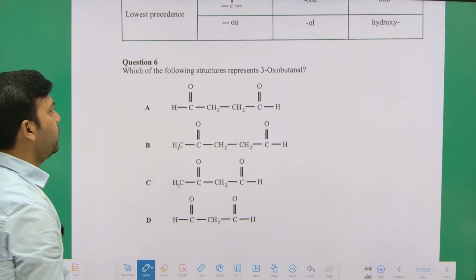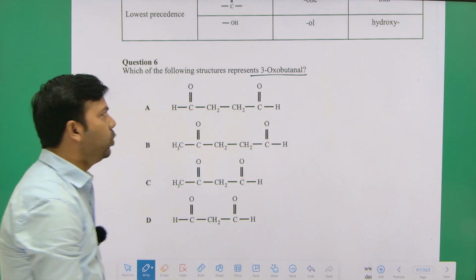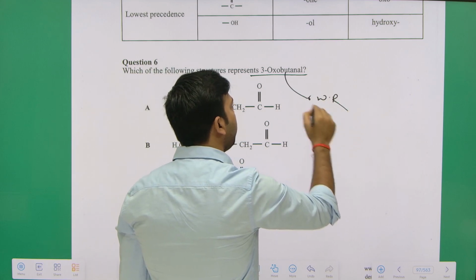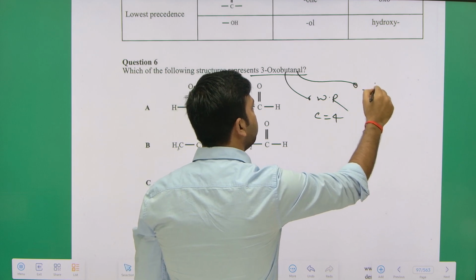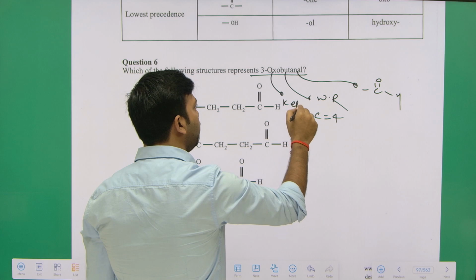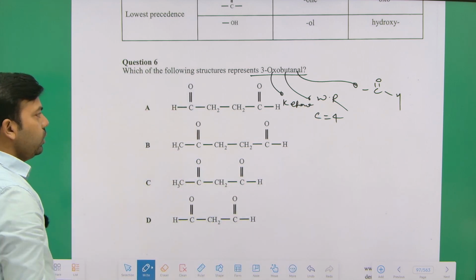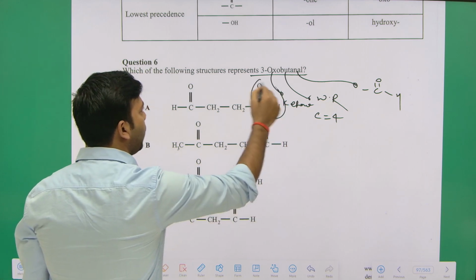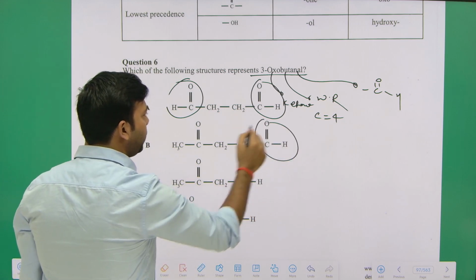Which of the following structures represents 3-oxobutanal? Butanal means but is my word root, 4 carbon. Al means aldehyde. Oxo is the common name of ketone. In the table you can see. Clear? So 4 carbon with ketone and aldehyde. Look at here, both are aldehyde, so wrong. This is aldehyde, this is ketone.